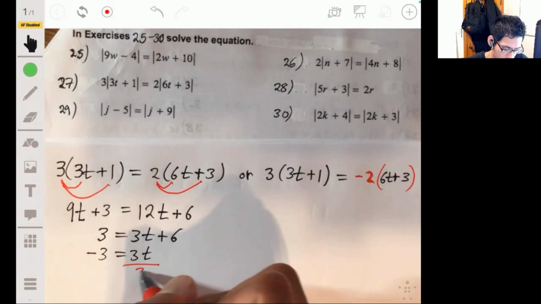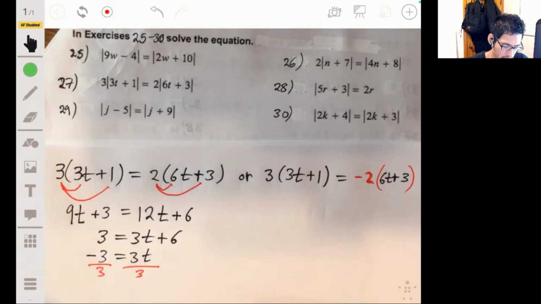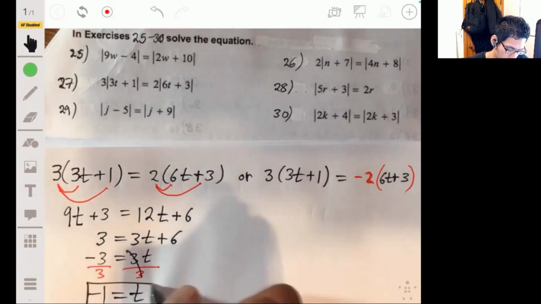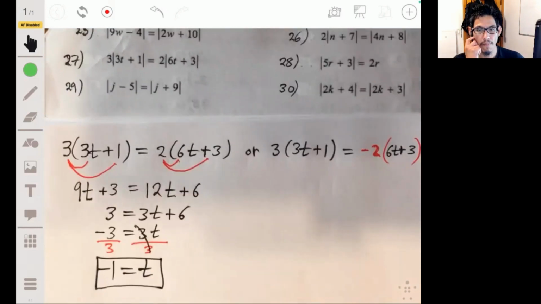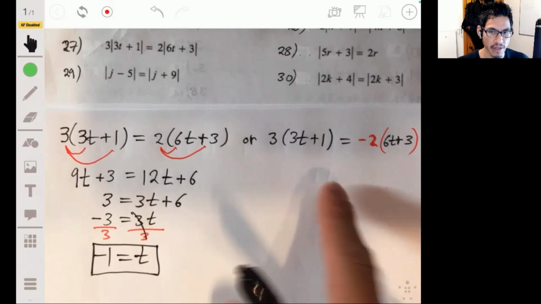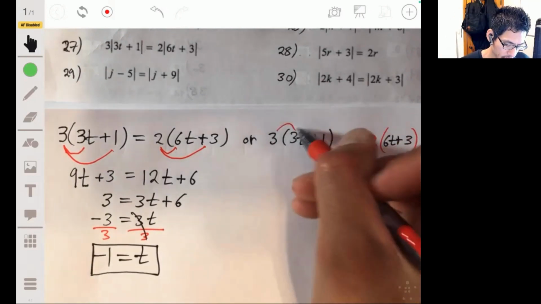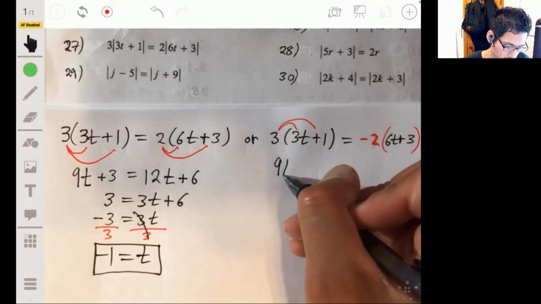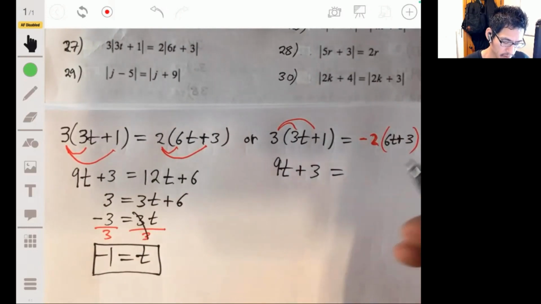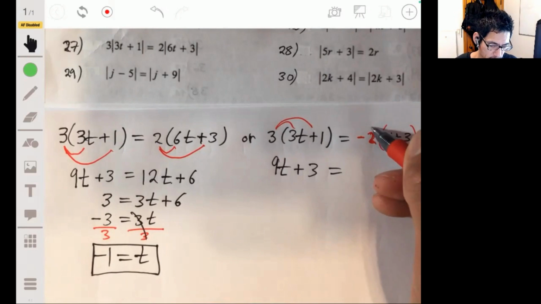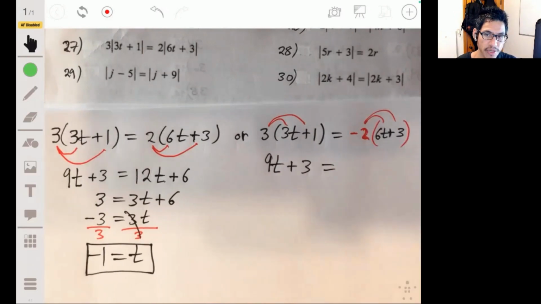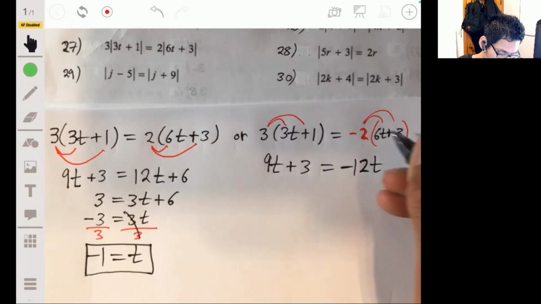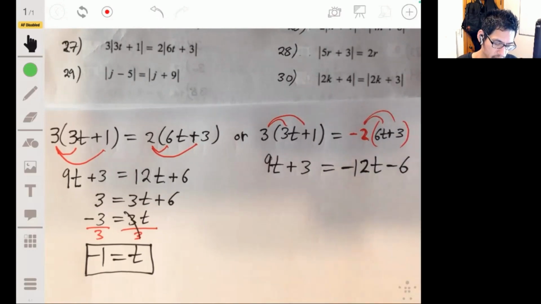And divide both sides by 3. You get negative 1 equals t. Oh, don't forget this guy. This we already did. Let's just power through it again. 9t plus 3 equals. Now this one, you just got to distribute that negative 2 to the 6t and the 3. Negative 12t minus 6.